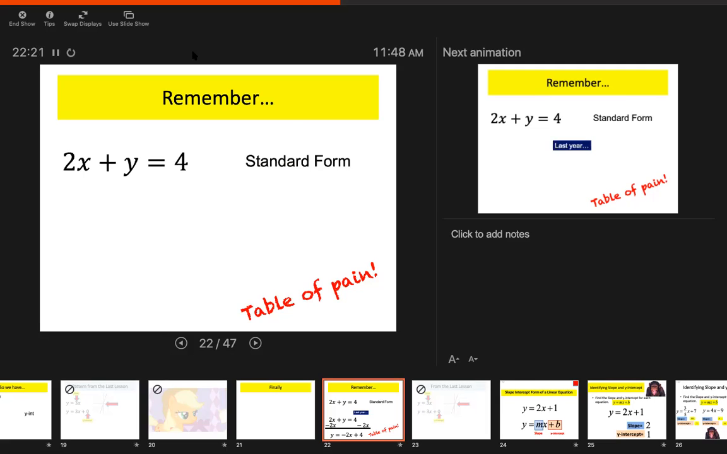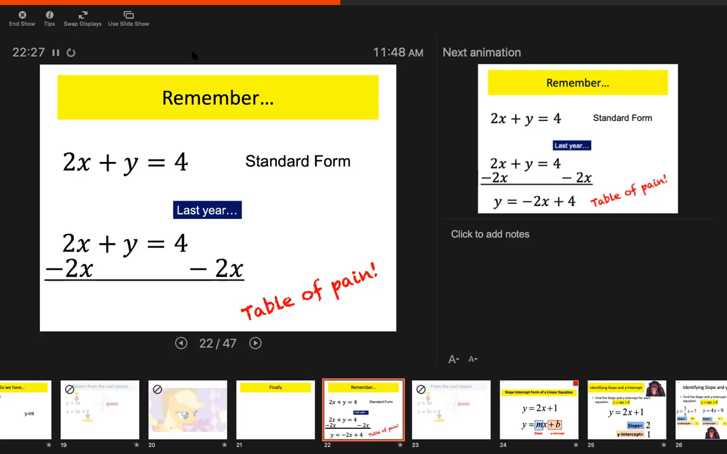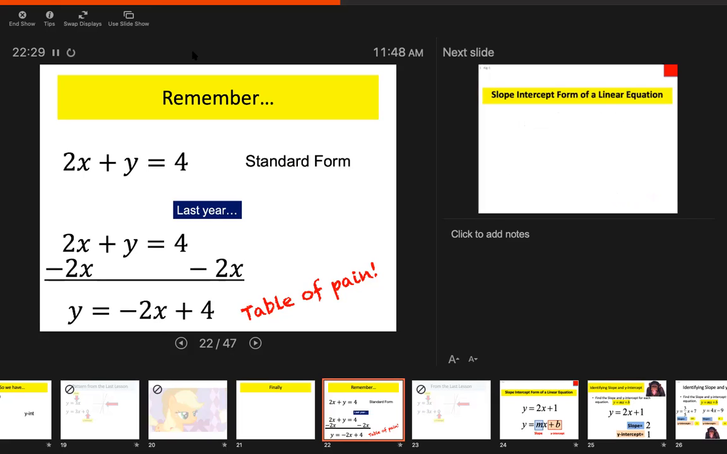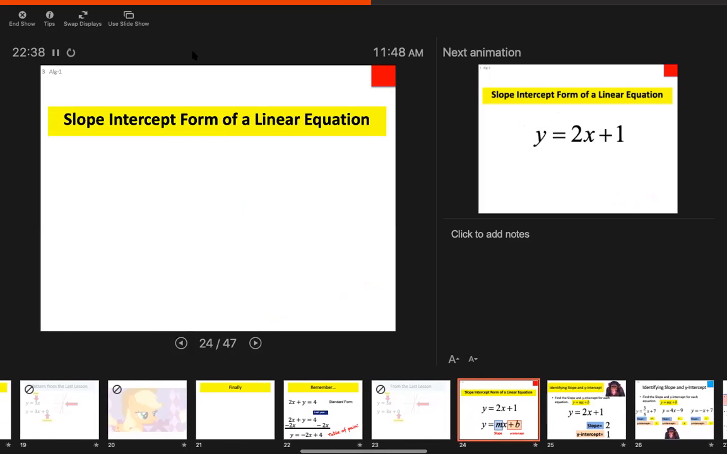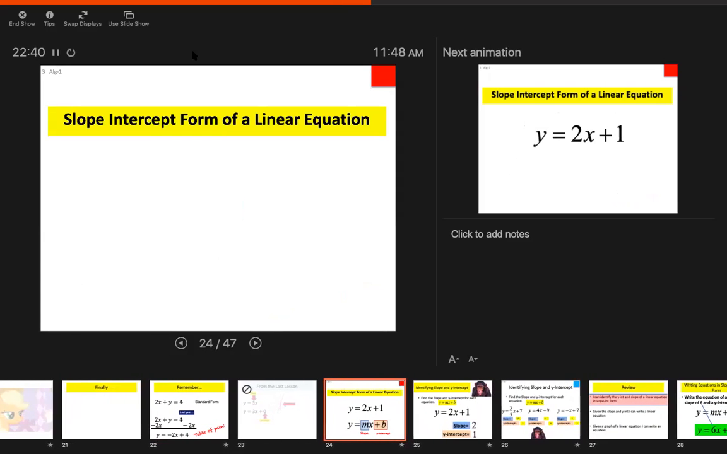Last year, you did the table of pain. You took this, you solved for y. You literally solved for y, moved 2x to the other side. You got it into this form right here, then you did the table of pain. It took you a solid 5 minutes if you were quick, 10 minutes if you were slow. This year we learn an easier method. It's called slope-intercept form, and boy, does it make this easy.